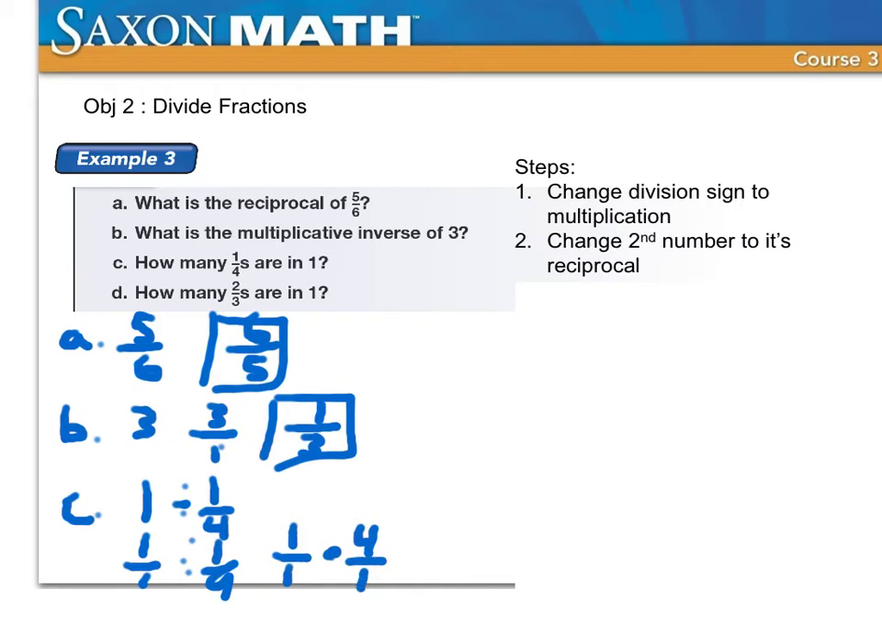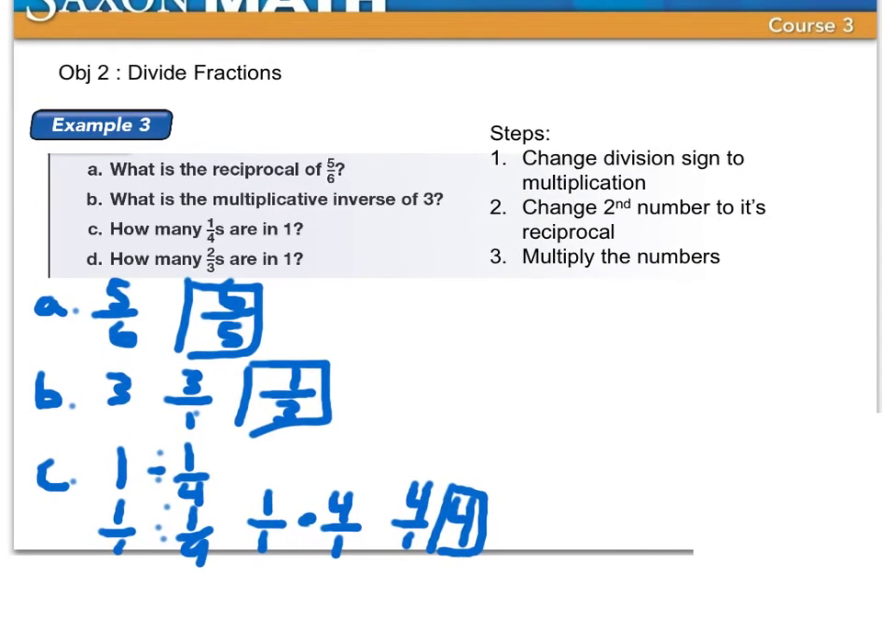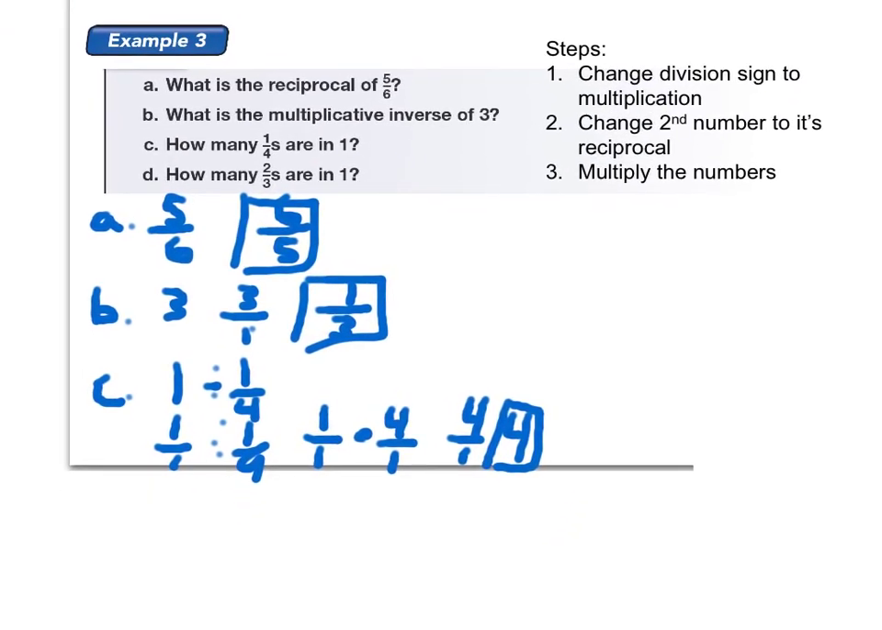So basically what we're saying is 1 divided by 1/4 is the same as 1 times its reciprocal, 4. And then we just multiply the numbers. Well, 1 times 4 on the top gives us 4. 1 over 1 gives us 1, or just 4. Okay? And those are our steps to dividing fractions.